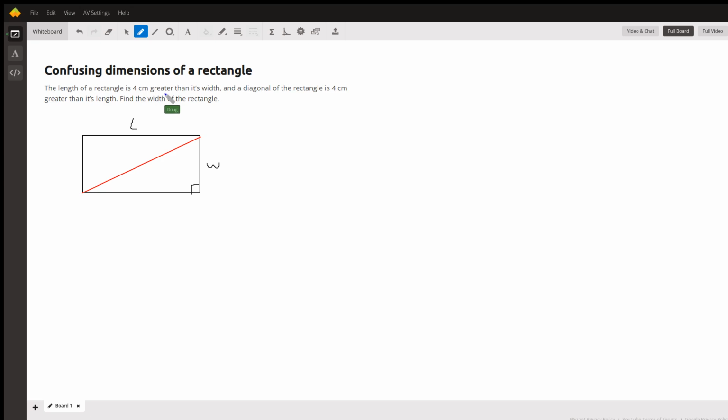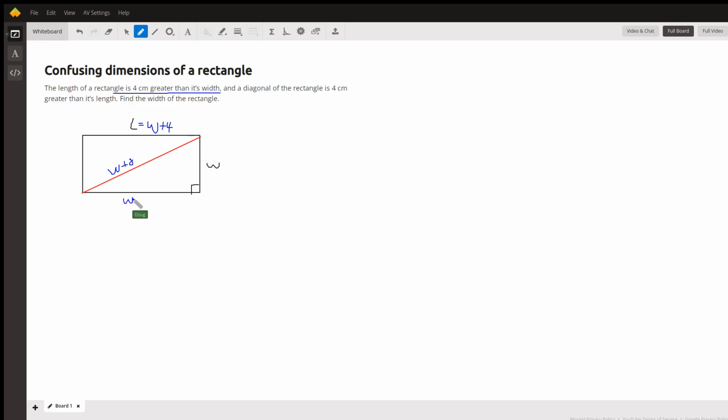The length of a rectangle is 4 centimeters greater than its width. That means that this could also be represented by W plus 4. And the diagonal is 4 centimeters greater than the length. Well, W plus 4 is the length. 4 more than that is W plus 4 plus 4, or W plus 8.